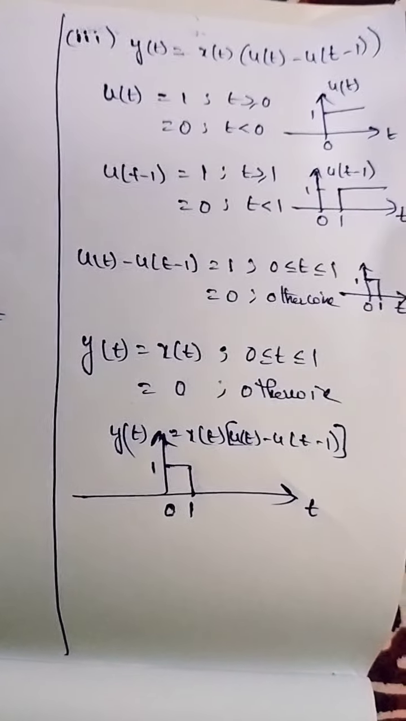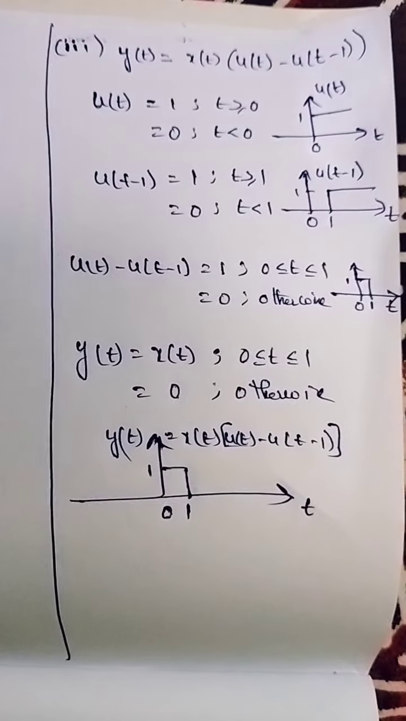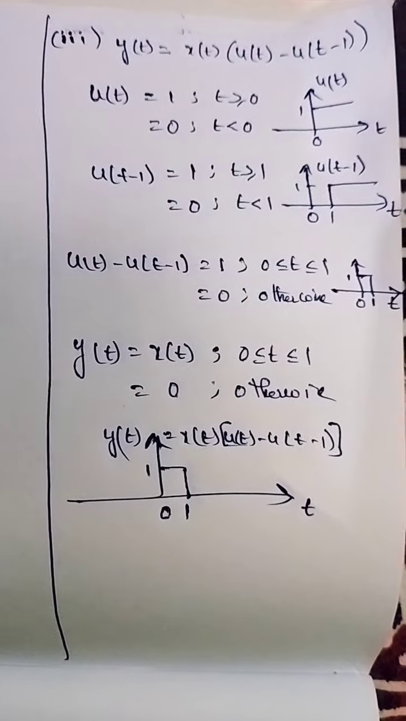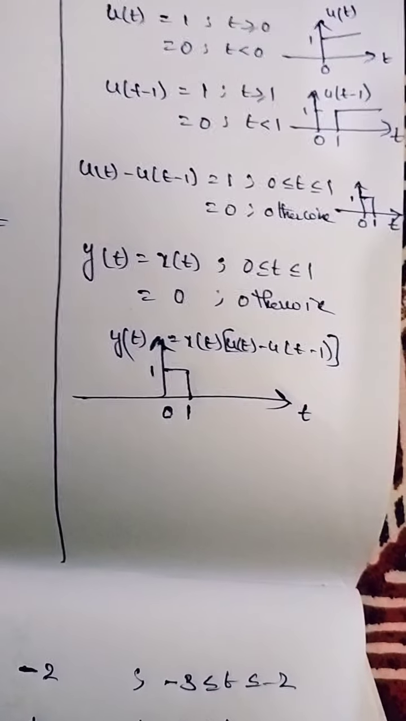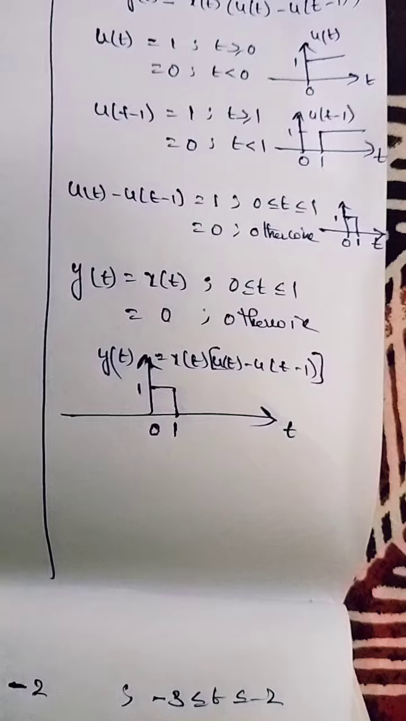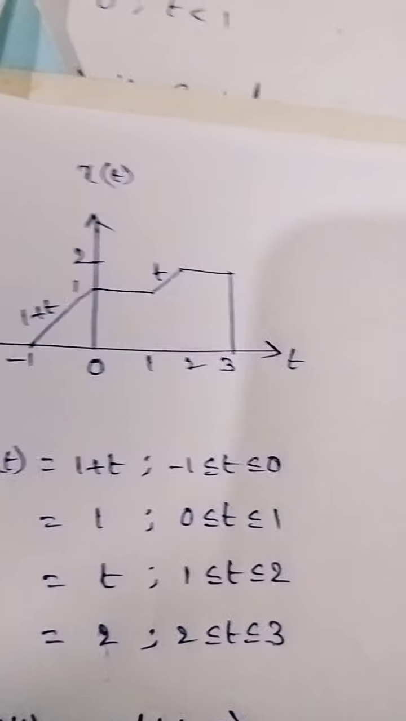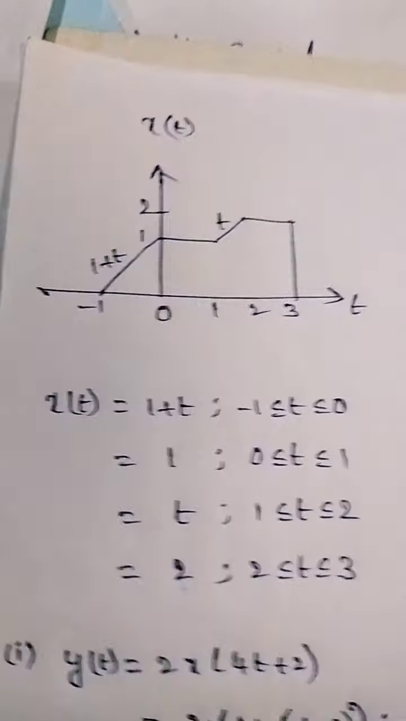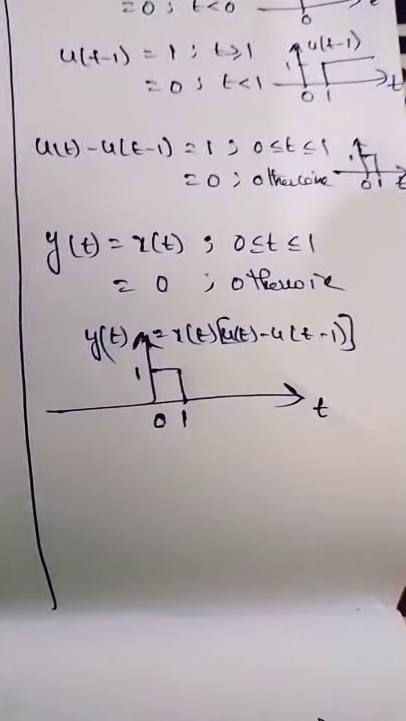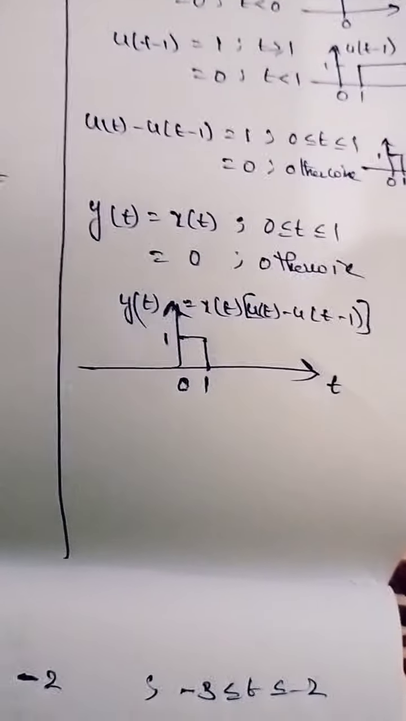Therefore, y(t) is equal to x(t) into 1 for 0 to 1, otherwise it is x(t) into 0, that gives 0. Therefore, in between 0 to 1 only consider x(t), otherwise it is 0. So in the given x(t), in between 0 and 1, it has the amplitude 1. So then y(t) becomes 1 only from 0 to 1, otherwise it is 0.